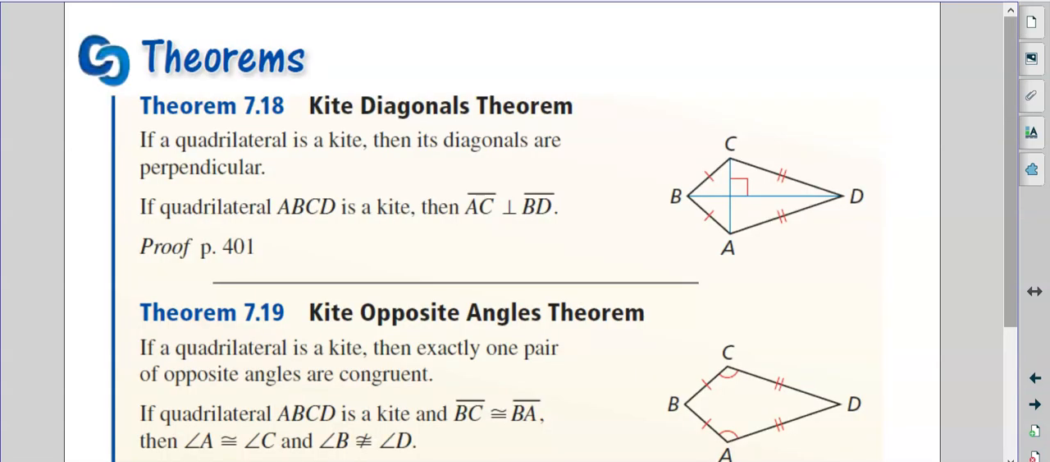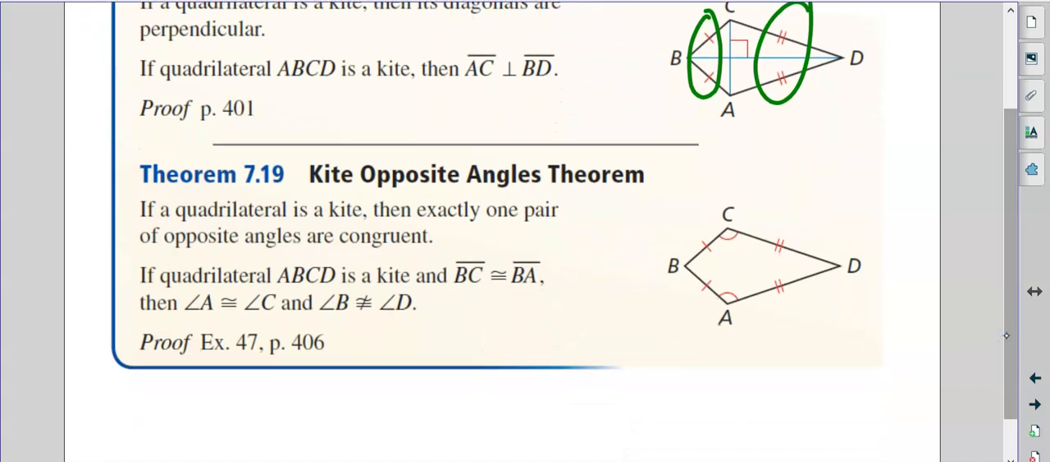All right, moving on to kites. If a quadrilateral is a kite, then its diagonals are perpendicular. All right. Now notice what happens here with a kite. We have these two pieces are equal and those two pieces are equal. That's what's different from a rhombus, where the diagonals are also perpendicular. All right, that's what makes it a kite.